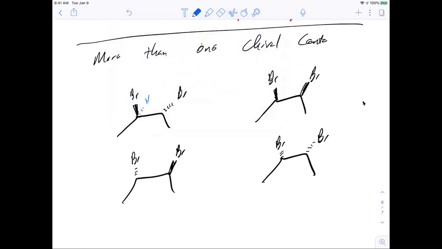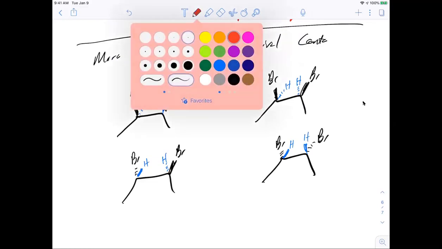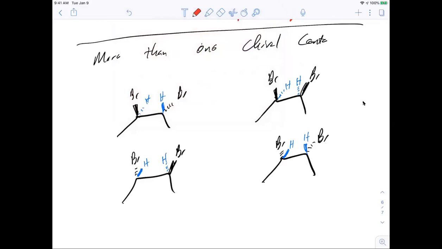I'm going to go ahead and put my hydrogens in. Again, most often the hydrogens aren't shown, but it's helpful as you're learning this to put your hydrogens in. So first, let's go through and see if we can find chiral centers.